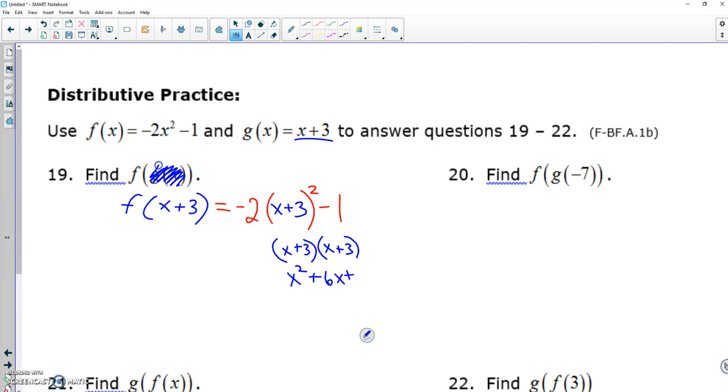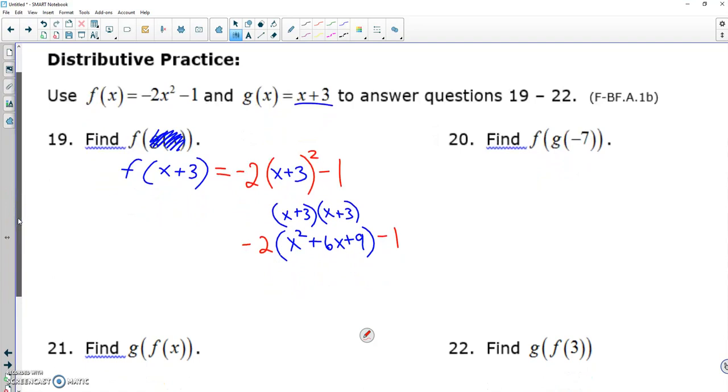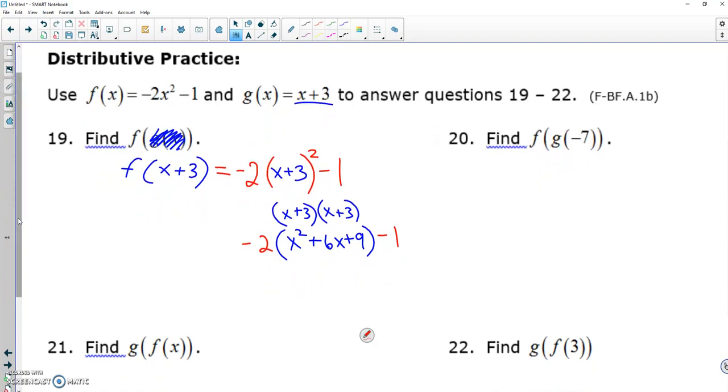If you show all the work and simplify it, it's going to end up saying x squared plus 6x plus 9. That's all in parentheses still, and then we have the -2 in front and the -1 at the end. According to PEMDAS, we now distribute, and then at the end it's all just adding and subtracting. So this is -2x squared minus 12x minus 18 minus 1, and at the end these two go together. So the final answer is -2x squared minus 12x minus 19. That's our answer.